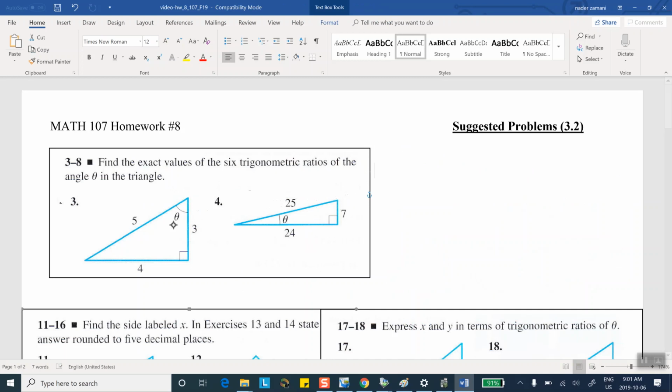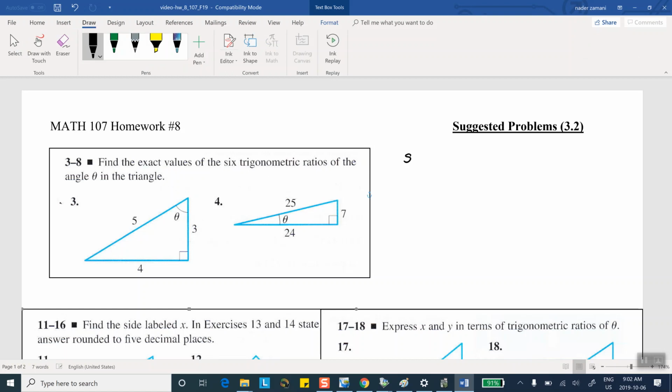What does it say? Find the exact value. This is number 3. Find the exact 6 trigonometric ratios of the angle. Okay, so let's see now. Sine theta is opposite over hypotenuse. So you look at opposite to theta, it's 4 over 5. And just leave it like this. You can write it as 0.8, but we don't have to.